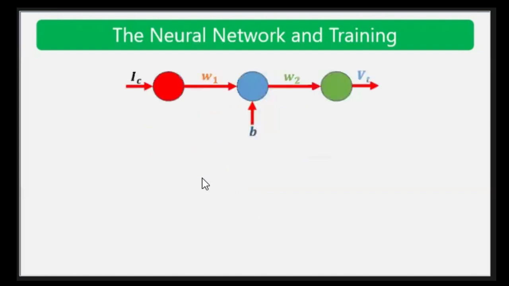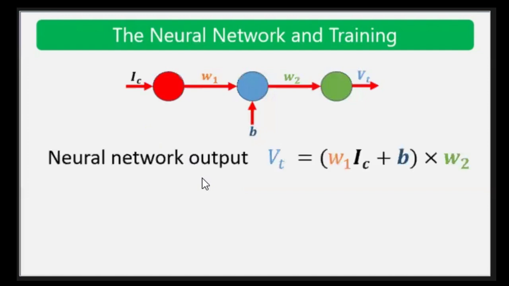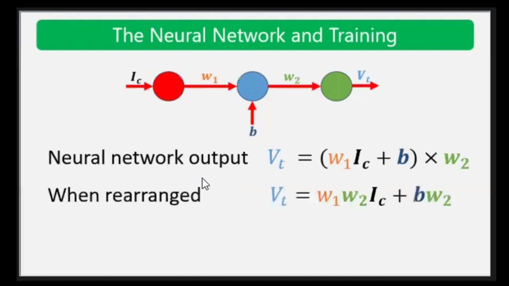Now that output is multiplied by W2, right? So if you do that, (IC into W1 plus B) whole into W2 is equal to V. Am I right? So now V is equal to W1, W2 into IC plus B into W2. Is this equation correct?